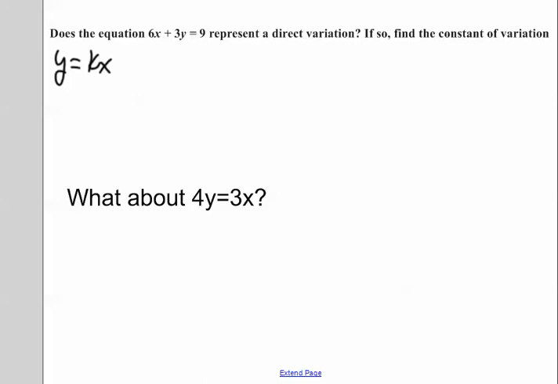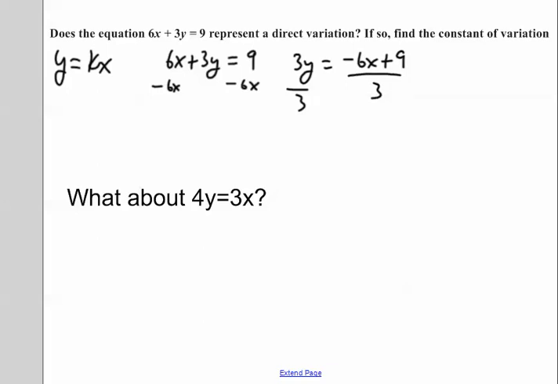So what I'm going to do is take 6x plus 3y equals 9 and solve this thing for y. So I subtract 6x. Now I can't take that 6 from that 9, so it's 3y equals negative 6x plus 9. And then I'm going to divide everything by 3. So then you get y equals negative 2x plus 3. That is a linear form, but that is not y equals kx. That's y equals mx plus b. So this is not a direct variation.